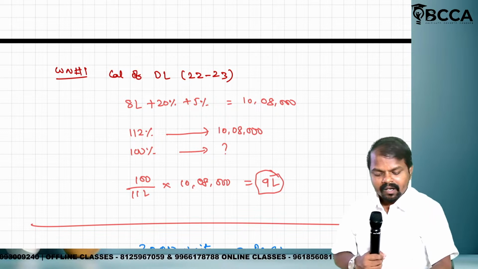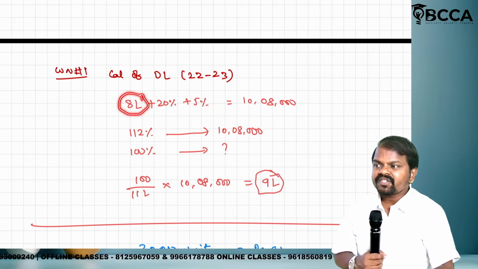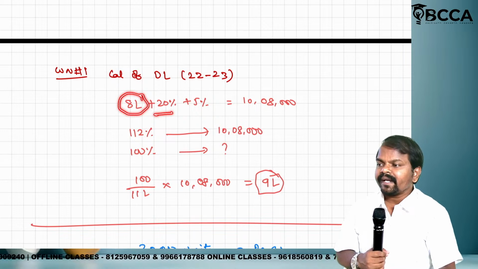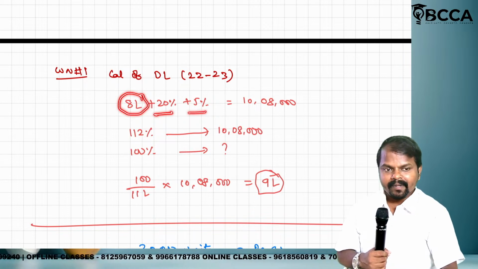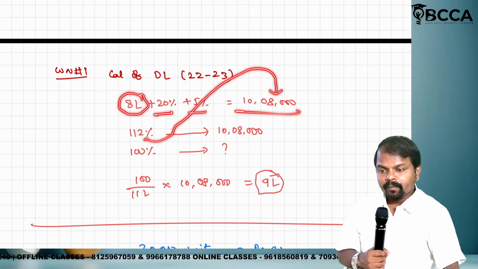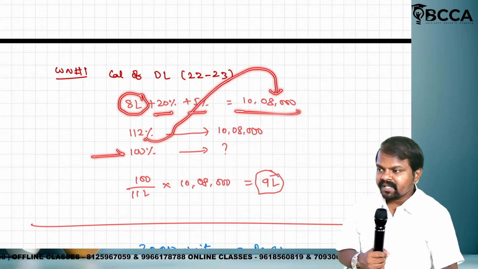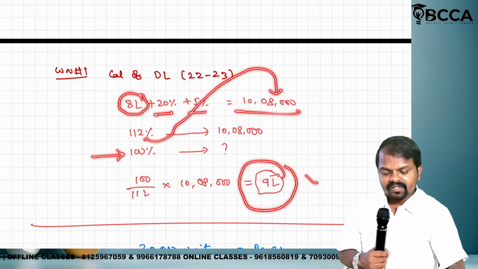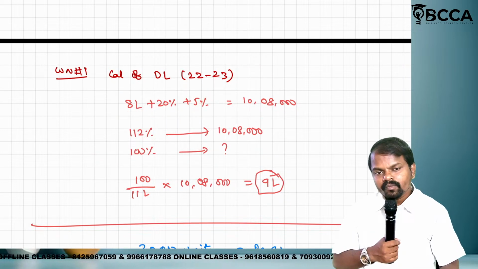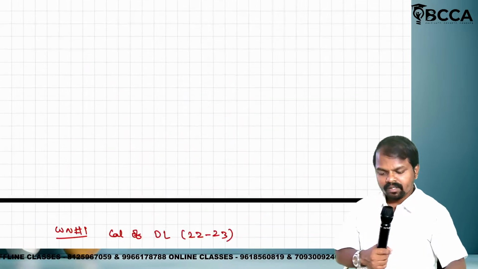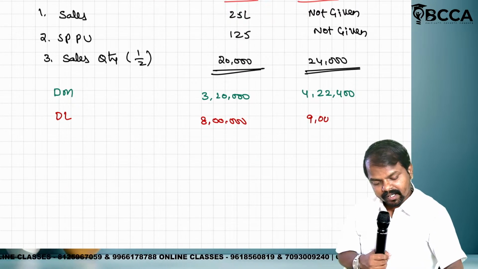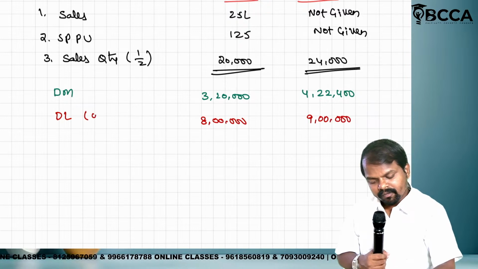Very simple. Last year to current year, how much is output increased? 20%. How much is labor increased? 5%. This value represents 112% efficiency. We want 100% efficiency. Then labor cost is equal to 9 lakh. So what is the labor cost? 9 lakhs. How did you arrive? Working note number 1.